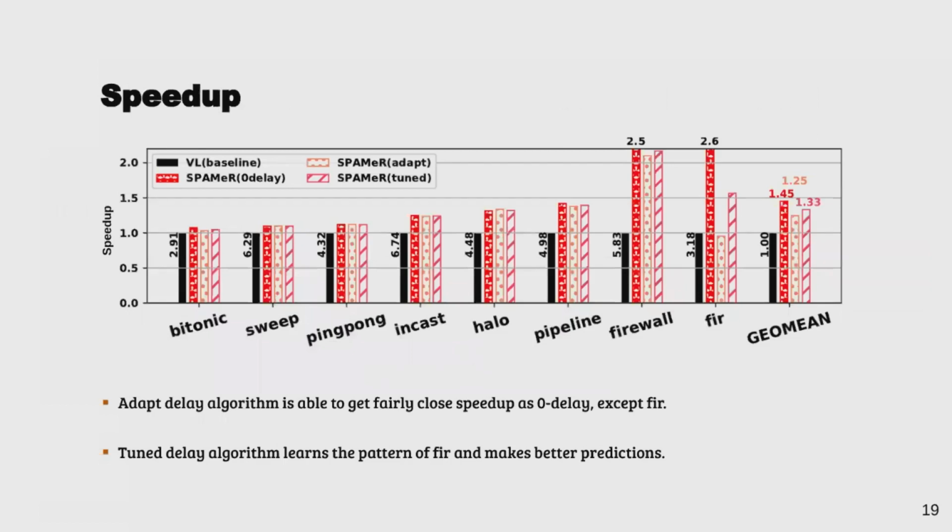Here we see SPAMeR with the zero delay algorithm achieves great speedup on some benchmarks, and it is 1.45 times faster on average over the baseline virtual link. The tuned algorithm matches the zero delay algorithm closely on most benchmarks and achieves 1.33 times speedup on average.